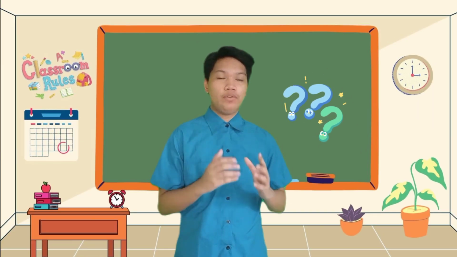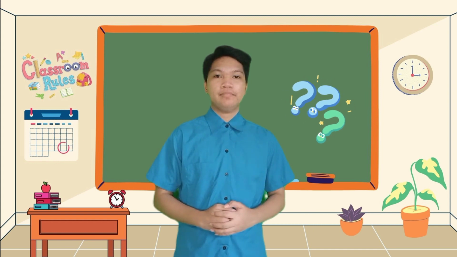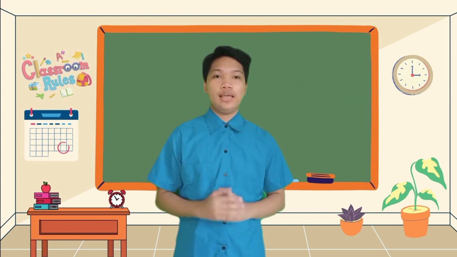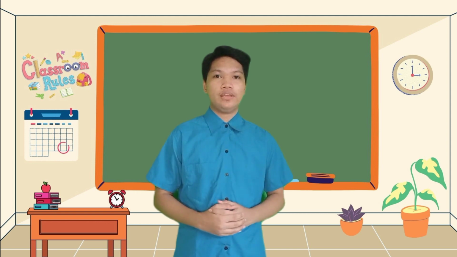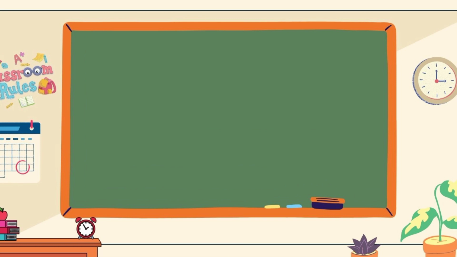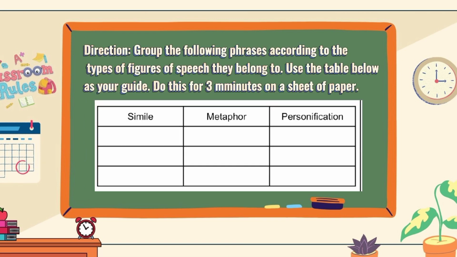Did you understand our lesson for today? That's great! To see if you truly understand our lesson, let's proceed to our activity. Are you ready? Let's start. For your activity, group the following phrases according to the types of figures of speech they belong to. Use the table below as your guide. Do this for 3 minutes on a sheet of paper.